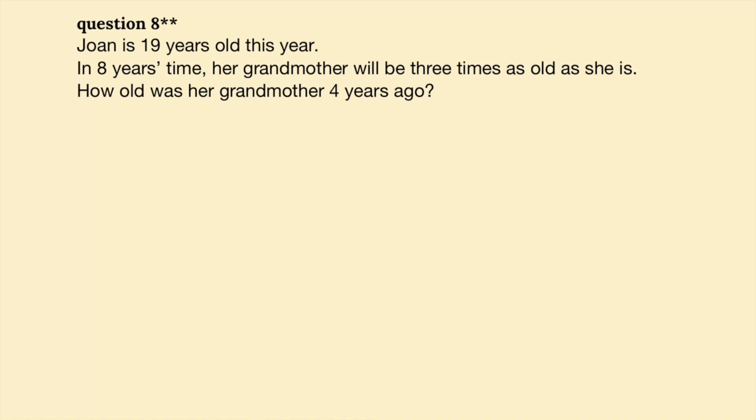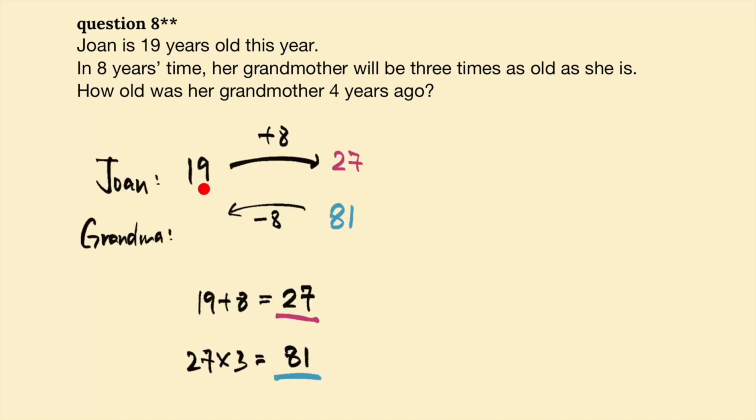Joanne is 19 years old this year. In 8 years' time, so we're going to add 8 in the future, right? Her grandmother will be 3 times as old as she is. Alright, so how old 4 years ago? So we have here Joanne 19 this year. In 8 years' time plus 8, well, we know this for sure is 27. The grandma would be 3 times older than this, so that would be 81 here. To find out how old she is right now, that will be minus 8.